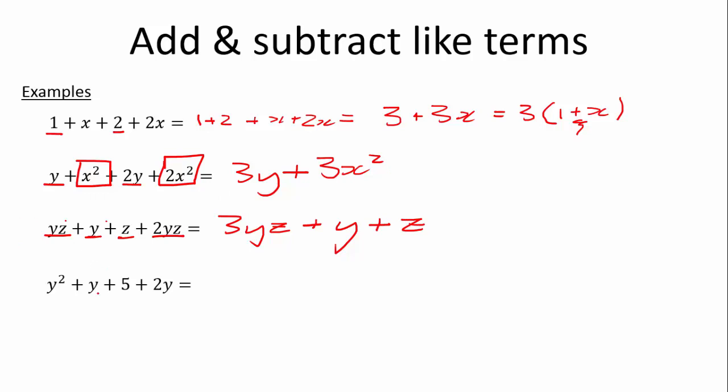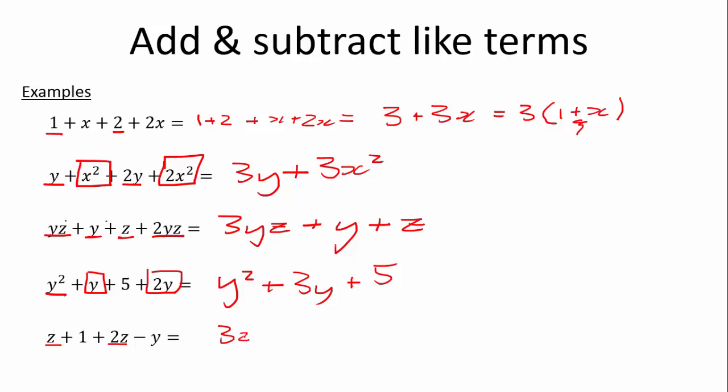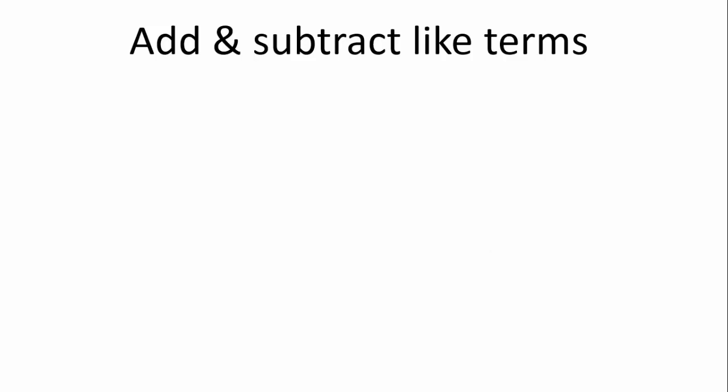What about y squared plus y plus 5 plus 2y? Okay, y squared, we have only one y squared, so we're going to say y squared. Well, we have a y and a 2y, so that's a plus 3y. And then plus a 5. Okay, let's look at another example. What about z plus 1 plus 2z minus y? Well, we have z and 2z, so we can make that 3z because we're adding them together. Minus a y plus a 1. It is good practice to always put the constant, i.e. the number without a variable, at the end.